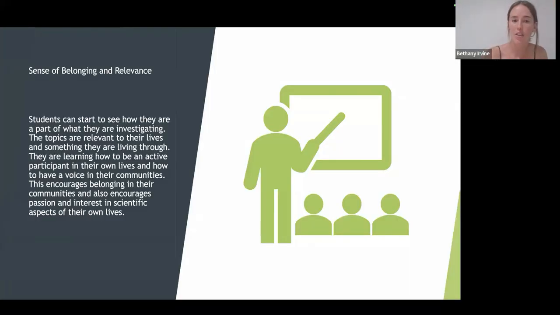Students can start to see how they are a part of what they are investigating. The topics are relevant to their lives and something that they are living through. They are learning how to be active participants in their own lives and how to have a voice in their communities. This encourages belonging in their communities and also encourages passion and interest in scientific aspects of their own lives.